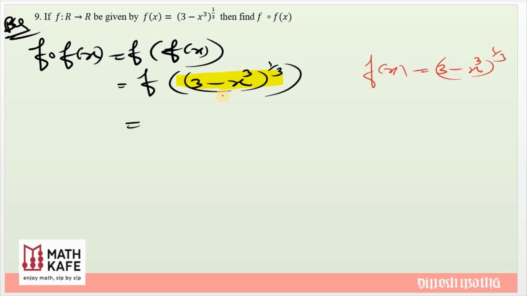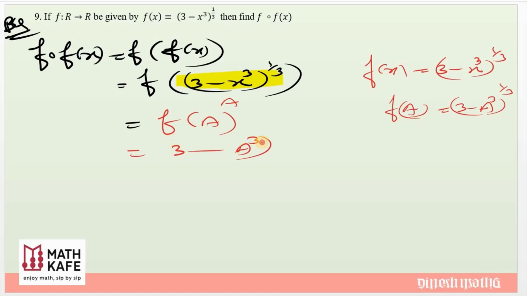Now assume that this is simply some letter capital A for your convenience. So what will happen? Now you are putting f of A. So f of A means what will happen? It will become 3 minus a cube all to the power 1 by 3, right? Just writing this as f of A, it is 3 minus a cube all to the power 1 by 3. Now 3 minus, what is A?